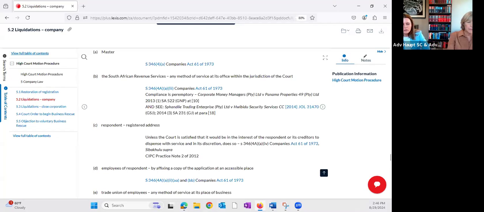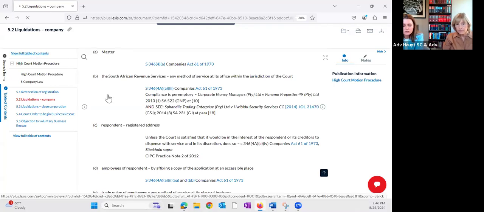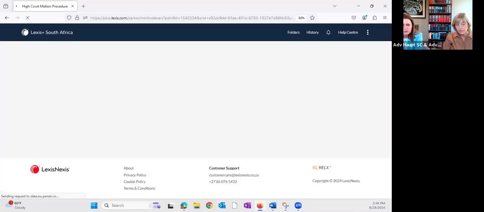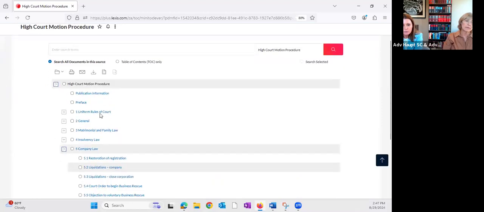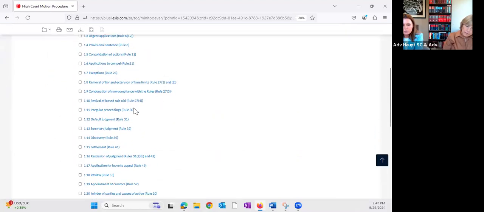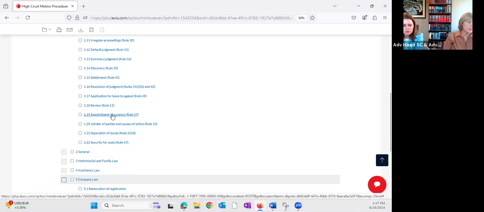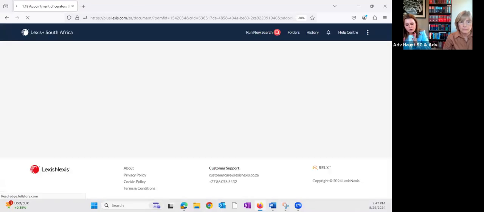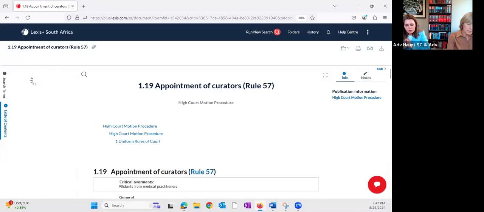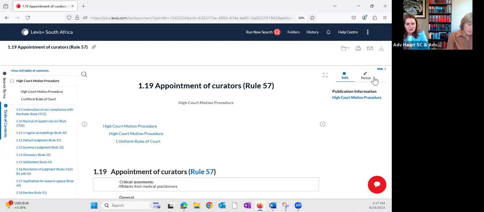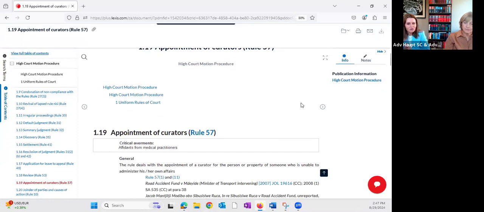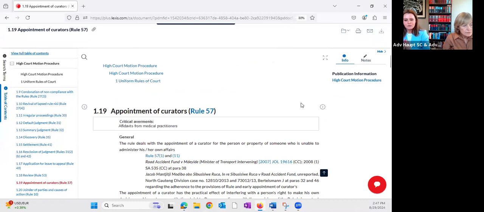Thanks, Helen. Ashleigh, can you please go to chapter 1 of our book, chapter 1.19, with regards to curatorship, Rule 57, so that we can show the participants from a practical point of view what will be in your notice of motion, and then we will deal with the affidavit, because it's very important. The notice of motion and the founding affidavit are Siamese twins. The one can't survive without the other. They share the same brain, the same heart, the same lungs. So it's very important that they speak to each other.